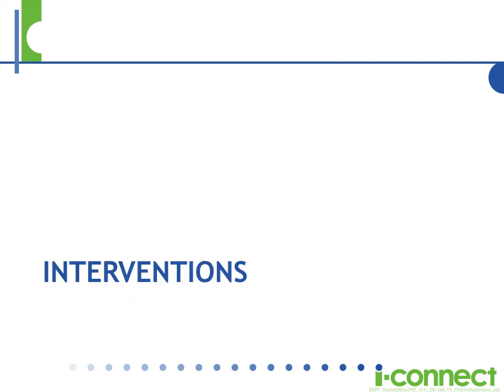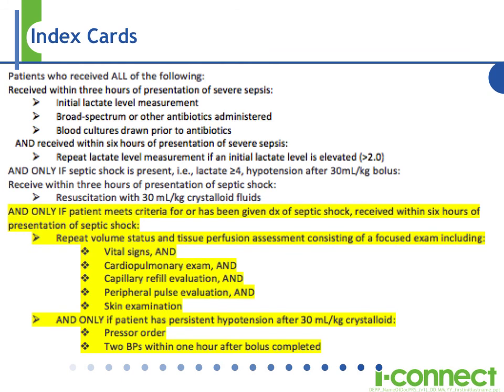So what other interventions did we have that we found effective? Number one, we did distribute index cards with the 3 pillars on one side and the 3 required elements for all patients and the 4 conditional elements for the patients with septic shock.